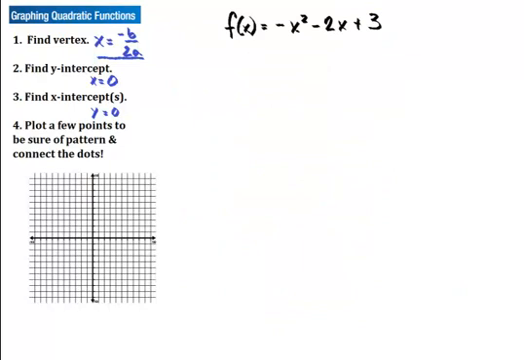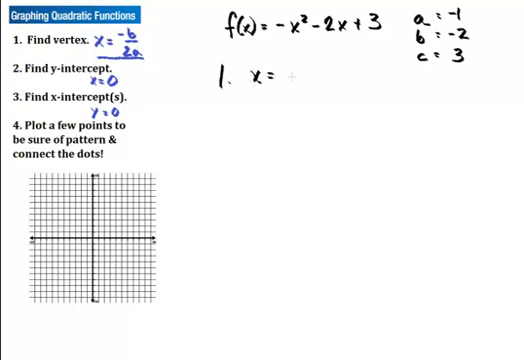All right, let's look at another one. First step, find the vertex. So I need my A, B, and C. A in this case is -1, B is -2, C is 3.